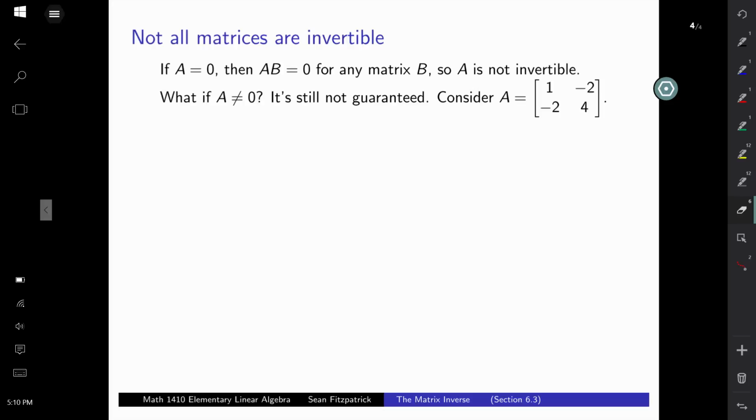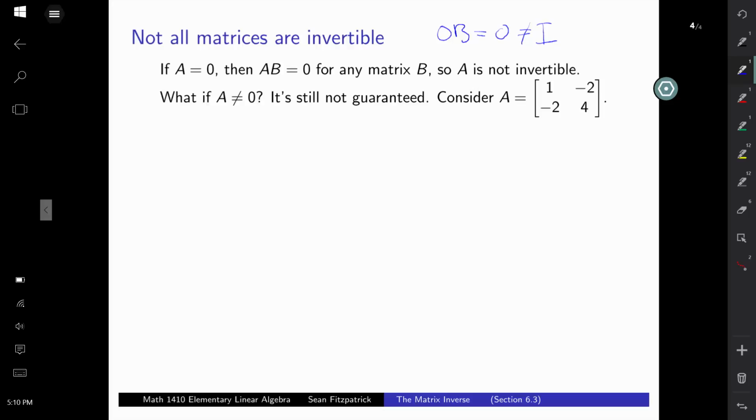Alright, so not all matrices are invertible. Now, as with real numbers, we know that 0 doesn't have a reciprocal, and the same is true for the 0 matrix. I can't invert the 0 matrix because 0 times B equals 0 no matter what B is. So there's no way for 0 to have an inverse because I can't get it to equal the identity.